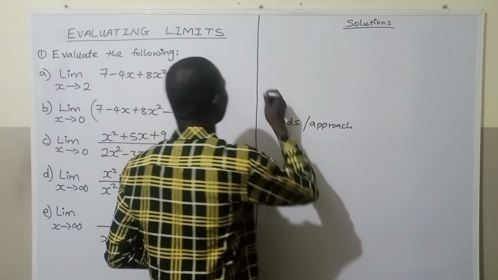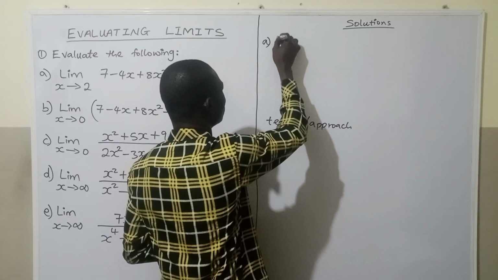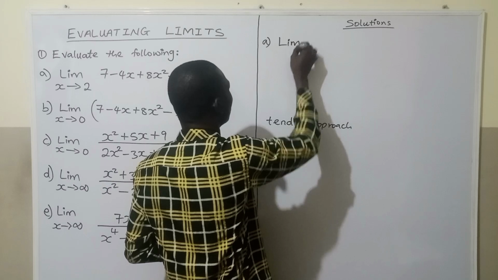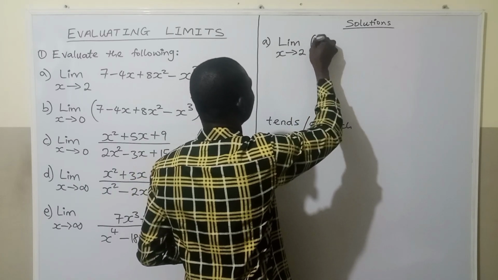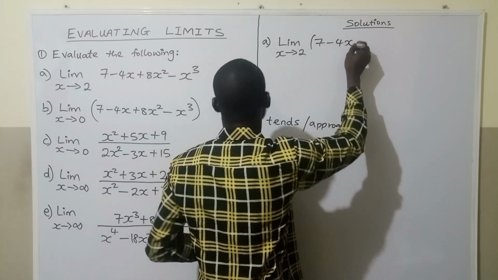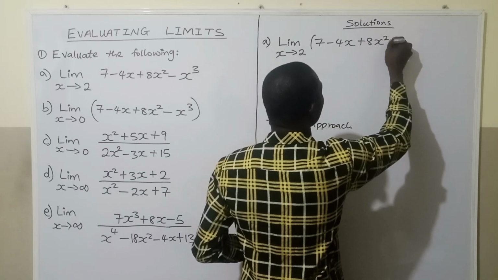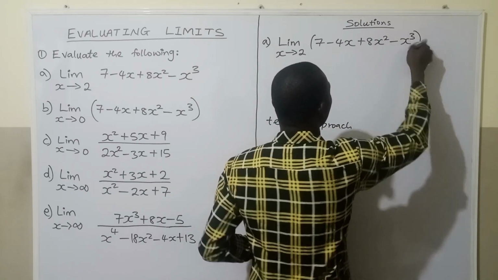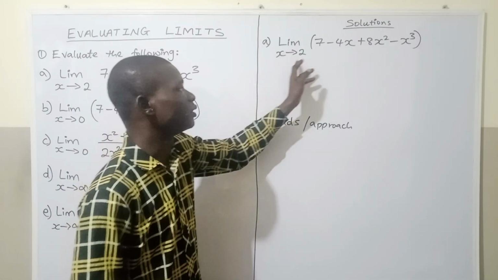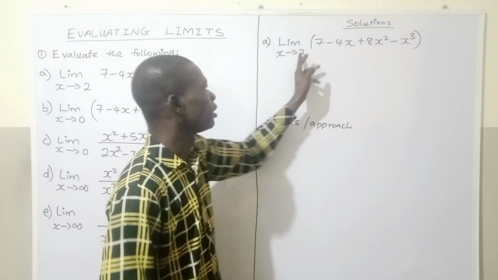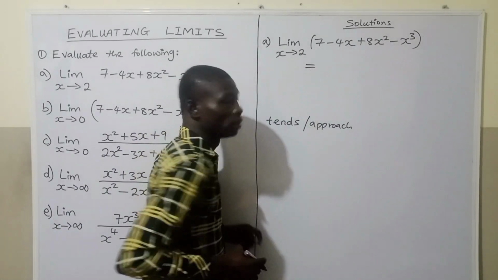Okay, so we have number 1a. We're just going to write down the question as it is. So we have limit as x approaches 2 for 7 minus 4x plus 8x squared minus x to the third power. Alright, there isn't much to do here. All we need to do is that wherever we see x in this function, we're just going to be replacing it with 2. So that's what the idea of limit as x approaches 2 is all about.